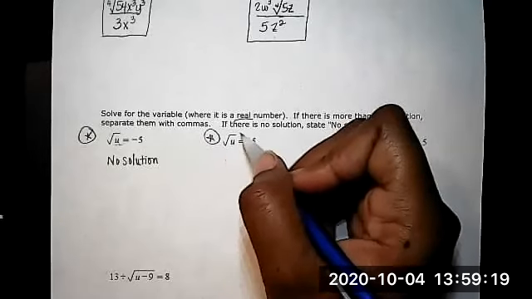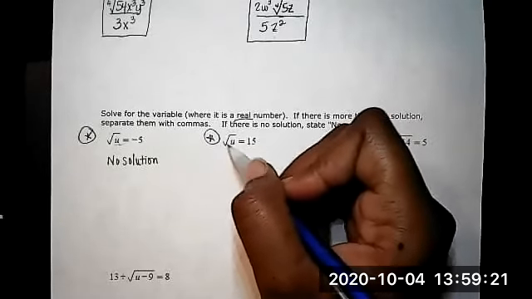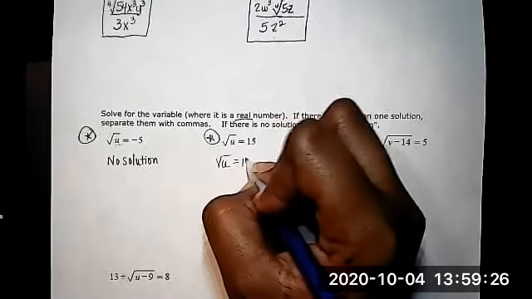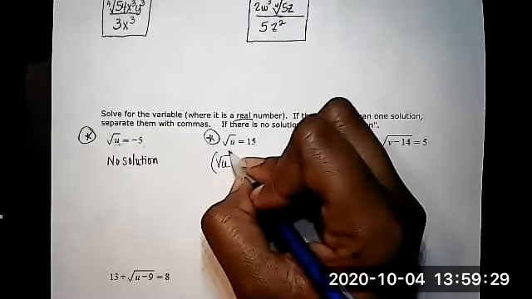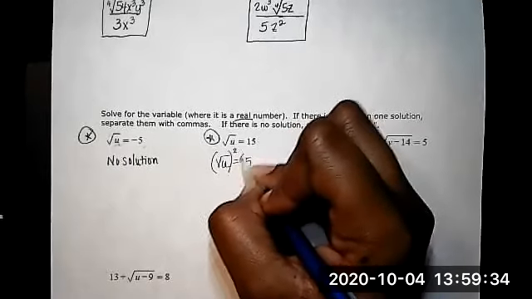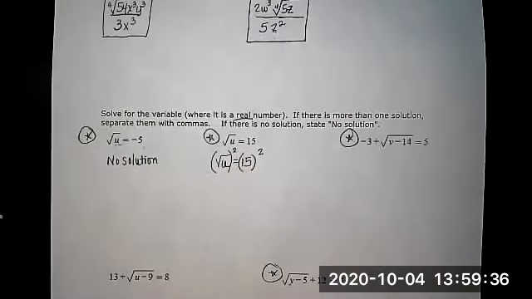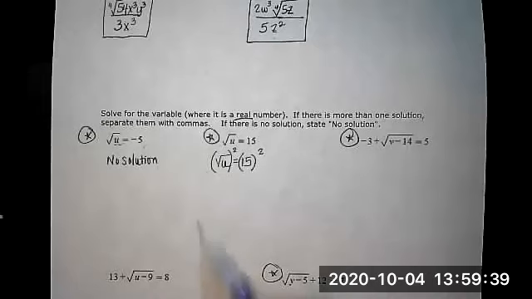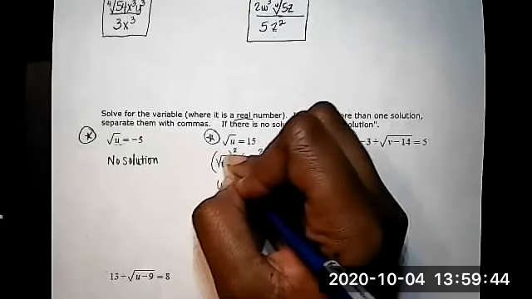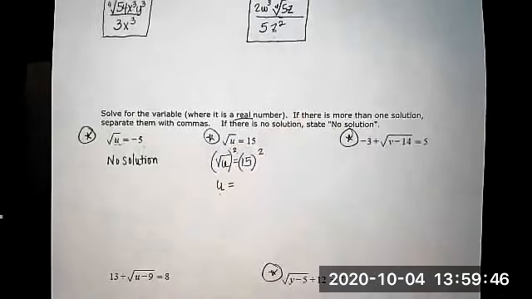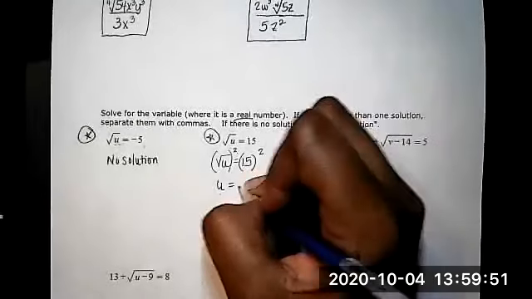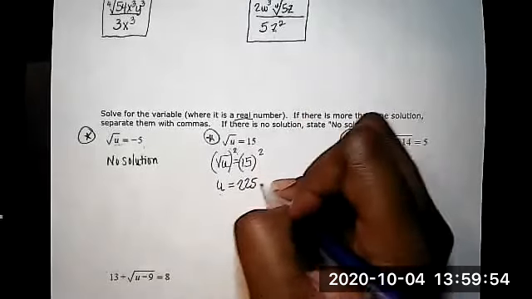Here, a square root equal to 15. So now we can solve this. To get rid of the square root, because we want u by itself, we square it. The opposite of a square root is a square. The square root of a square is just whatever's on the inside, which is u. And then we'll have 15 squared, and that'll be 225. So your answer here is going to be 225.